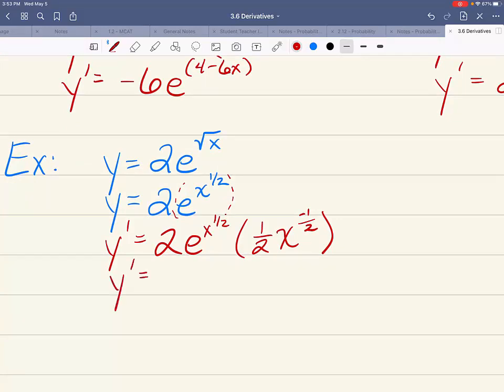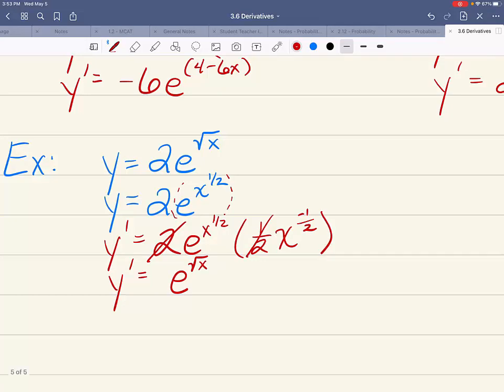Y prime equals. Now, first of all, do you see that you have a 2 and a 1/2? What are they going to do? They are going to cancel. So we're going to mark those two out. Okay? This e has a positive exponent, so I'm going to leave it on top, and I'm going to put it back in a radical. Now, you honestly don't have to. I just think it looks a little cleaner.